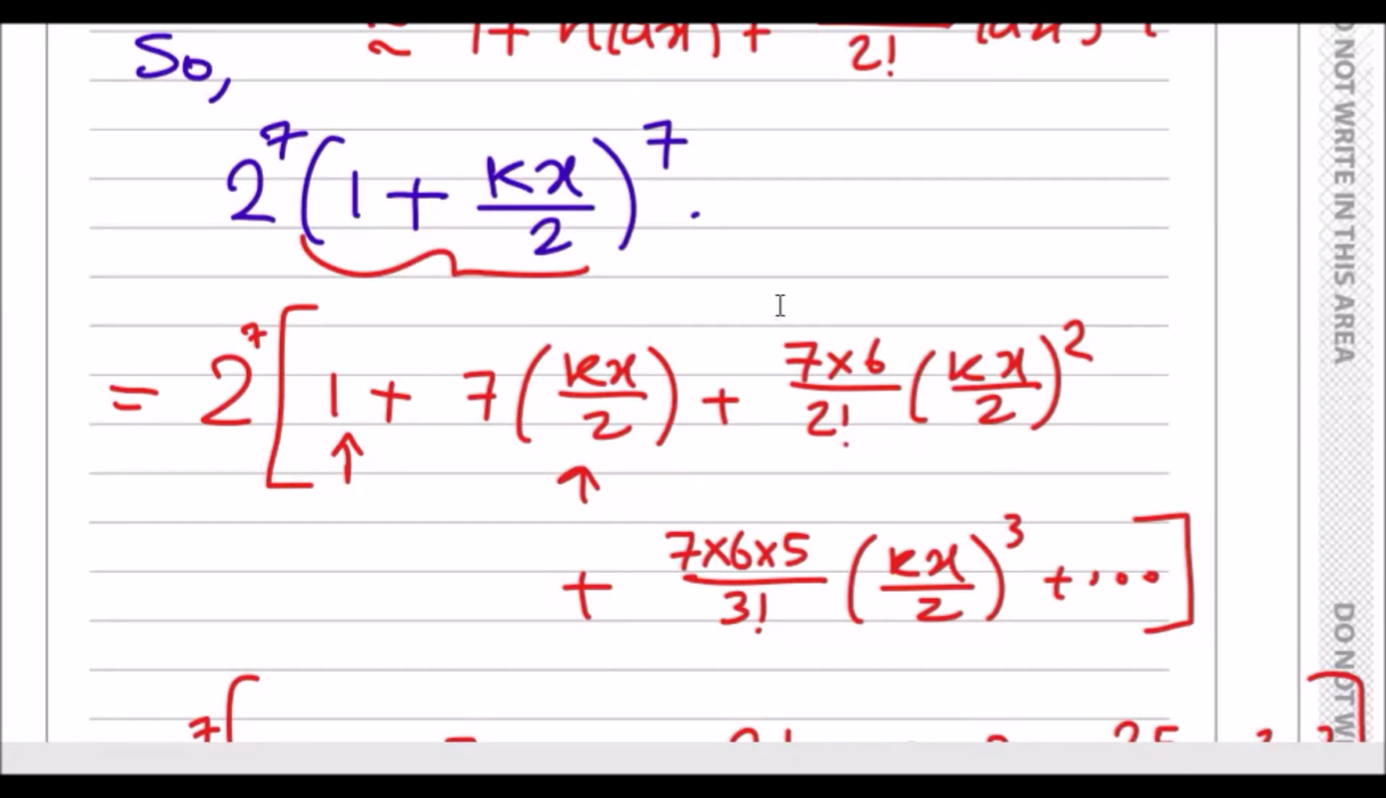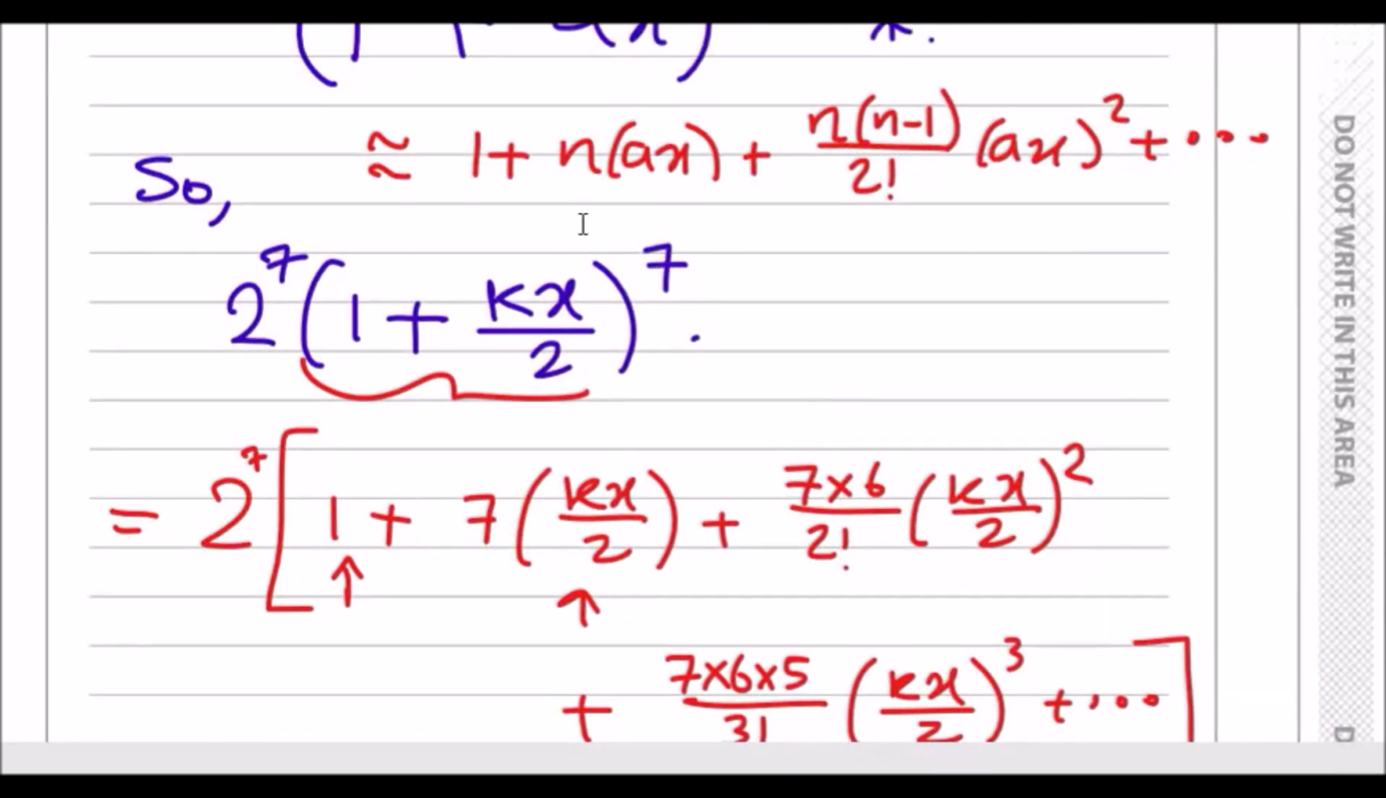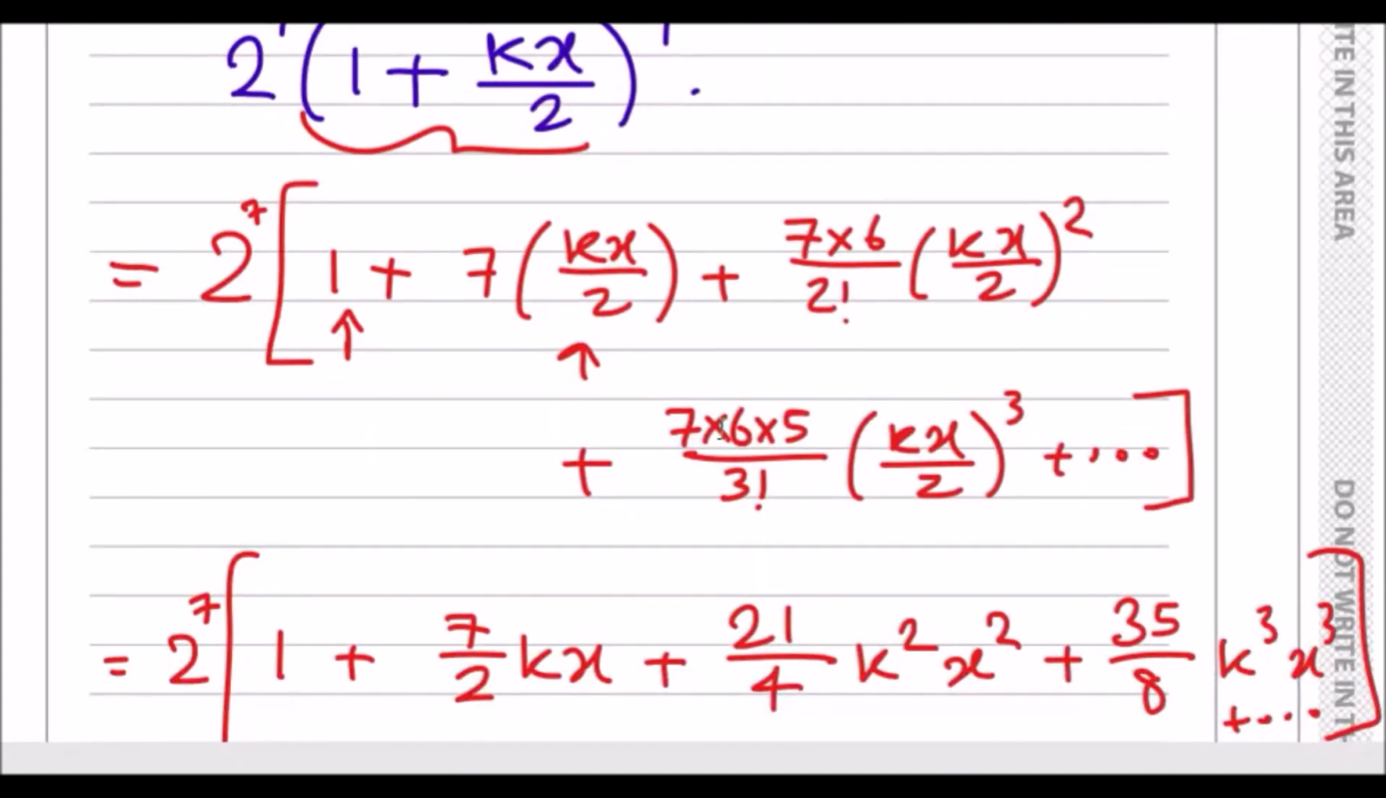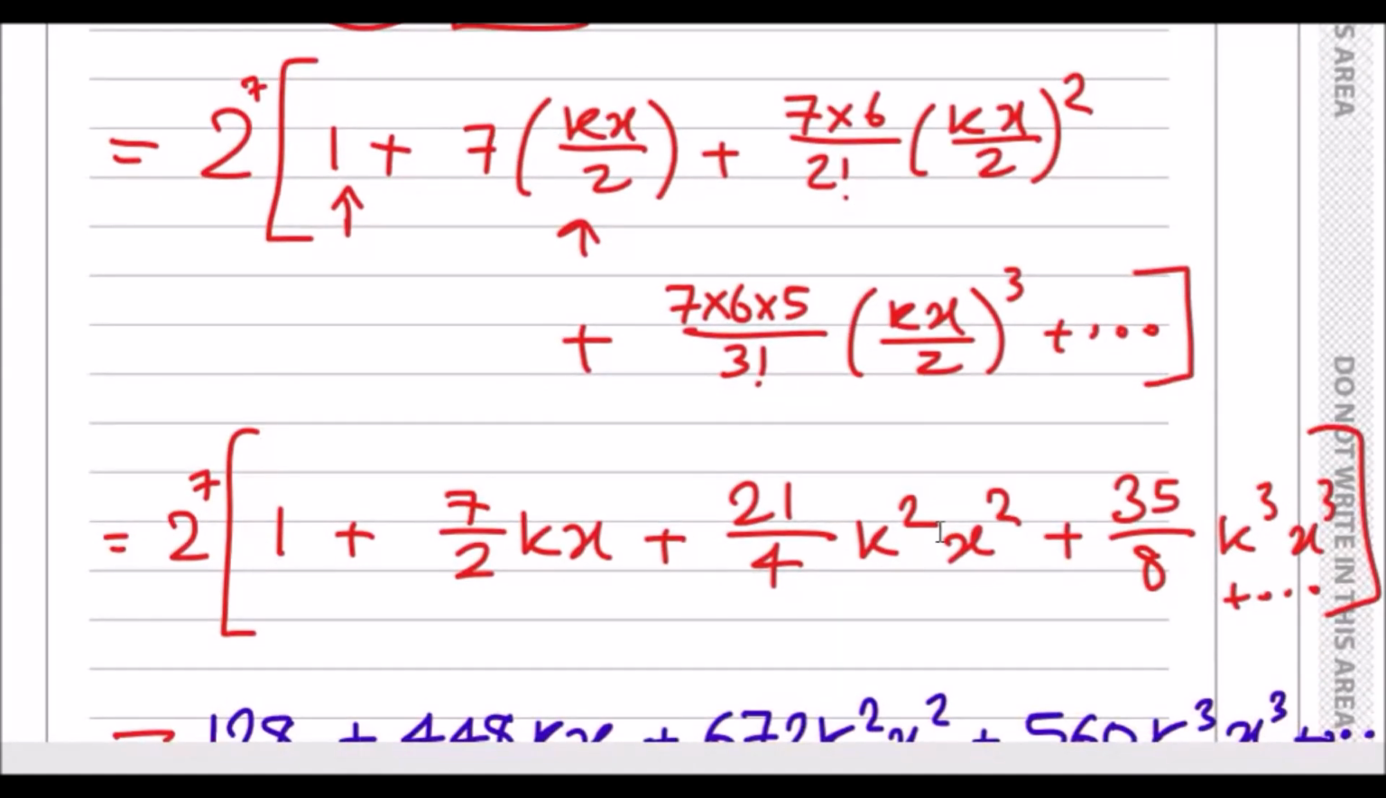Now for the second power, it's going to be n times (n minus 1), so 7 times 6, over 2 factorial, times the ax bit to the power 2. And then the next one, the same thing but 1 down, so 7 times 6 times 5 over 3 factorial, because it's 3 terms, times ax to the power 3. And that's it. That's literally 4 terms done. Now simplify all of this inside the bracket.